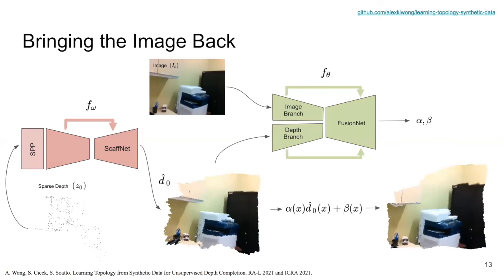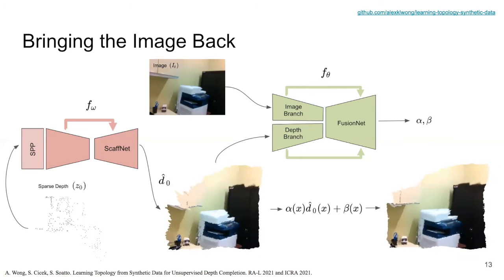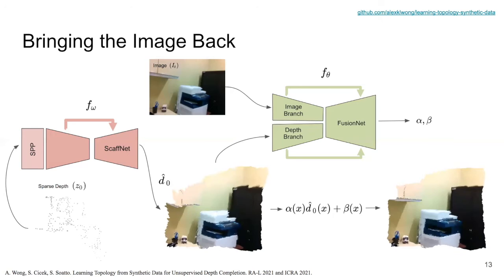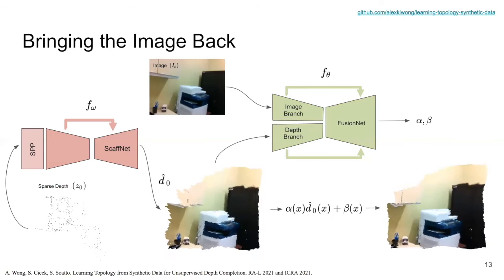Unlike previous works that learn a direct mapping from the image and sparse depth to dense depth, by learning alpha and beta around the initial estimate, we alleviate FusionNet from the need to learn depth from scratch, and this allows us to achieve better results with fewer parameters.